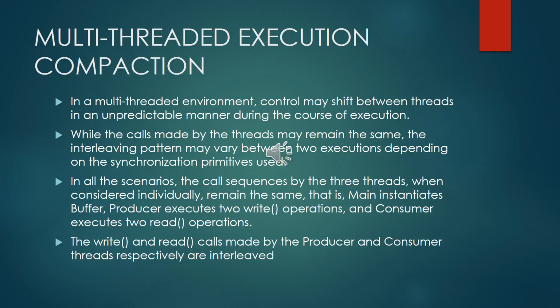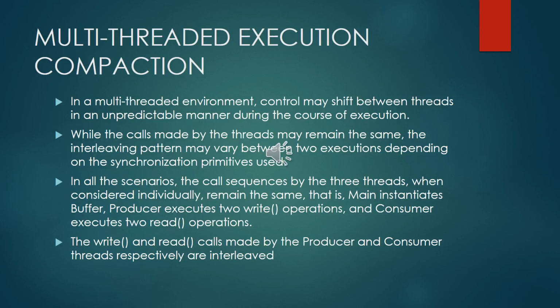Multi-threaded execution compaction. In a multi-threaded environment, control may shift between the threads in an unpredictable manner during the course of execution. While the calls made by the thread may remain the same, the interleaving pattern may vary between two executions depending upon the synchronization primitives used. In all the scenarios, the call sequence by the three threads, when considered individually, remains the same. That is, the main thread, the producer and the consumer: the producer executes two write operations and the consumer executes two read operations.